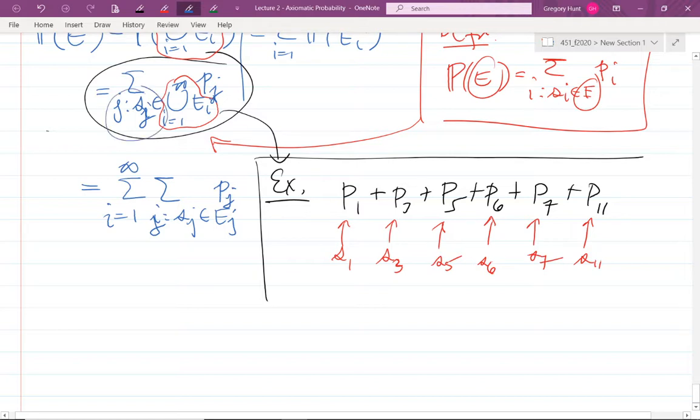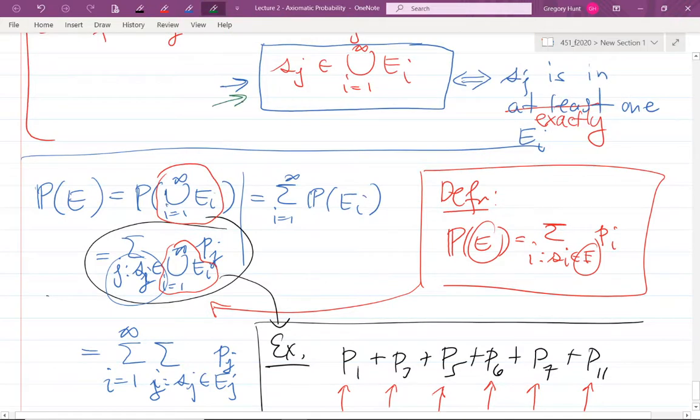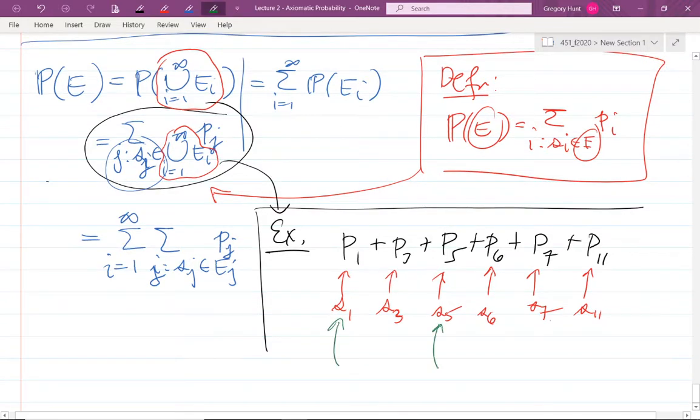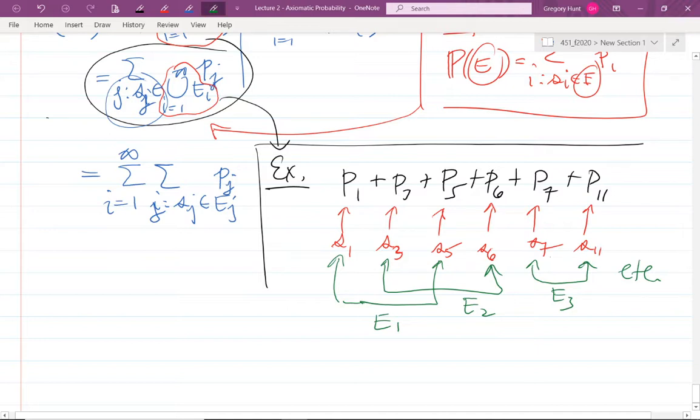So it's the sum over some j corresponding to some S sub j. In this case j is 1, 3, 5, 6, 7, 11, corresponding to S1, S3, S5, S6, S7, S11, right? And we can regroup these because we know each of these S sub j, as we said up here, is in exactly one of the E sub I. So we can group these. Maybe this one and this one correspond to E sub 1, and maybe this one and this one correspond to E sub 2, and maybe these two correspond to E sub 3, etc. We can regroup these from this indexing scheme to an indexing scheme where we group them by what E sub I they're part of. So that's what I'm doing here.